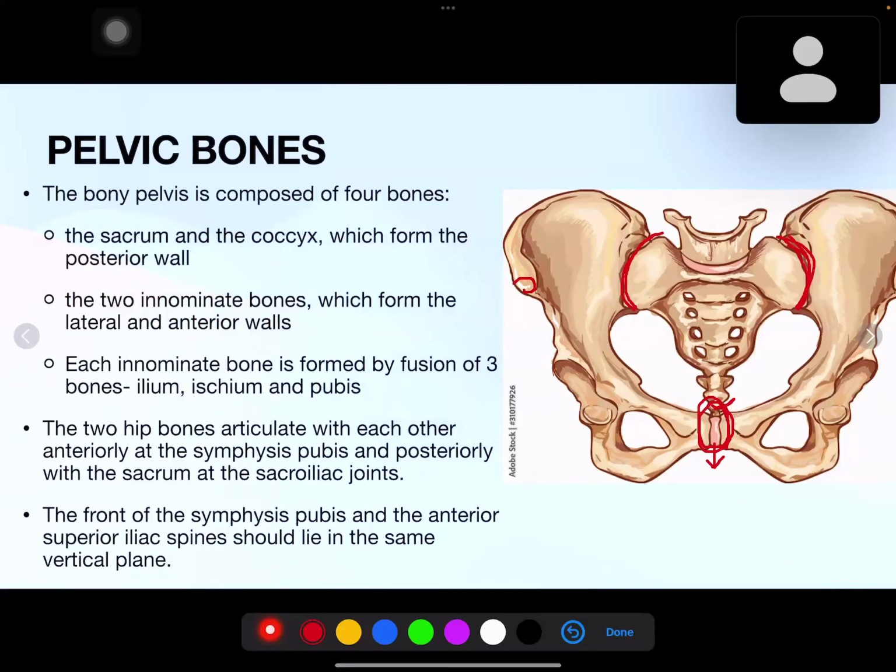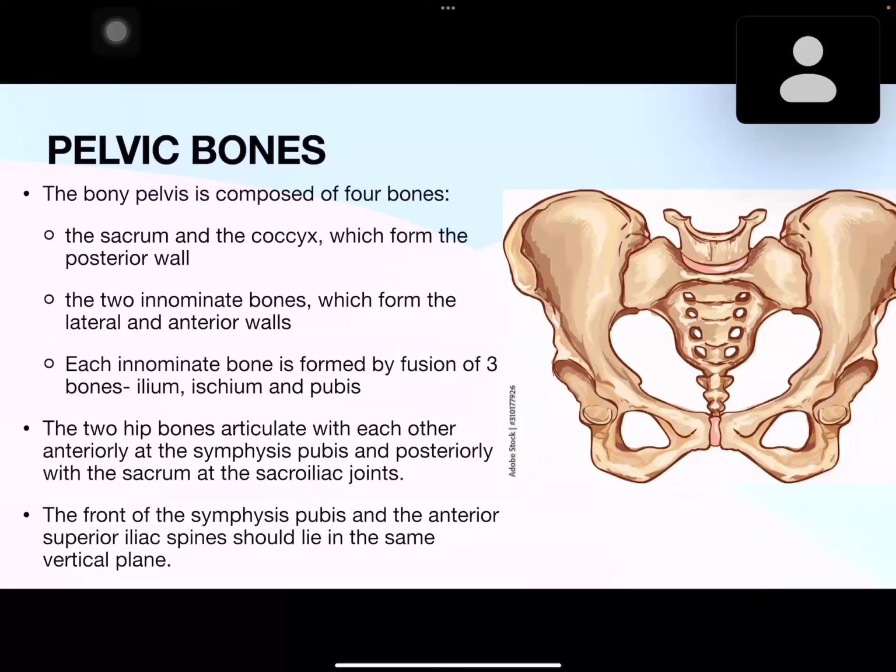In the anatomical position, the front of the symphysis pubis and the anterior superior iliac spine should be lying in the same vertical plane. They can ask this in the exam, about how the pelvis is held in the anatomical position. So these 2 points, the anterior superior iliac spine and the symphysis pubis, line up with each other.